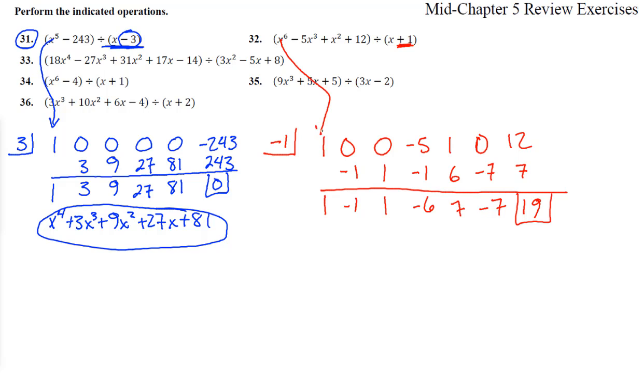This was an x to the sixth, and it is now an x to the fifth. So we get x to the fifth minus x to the fourth plus 1x cubed minus 6x squared plus 7x minus 7, remainder 19, which means we actually have plus 19 over what we originally divided by, x plus 1. All right, that's a huge honkin' problem there. Synthetic division made it not totally easy, but a lot easier than it would have been. All right, let's move on to 33.